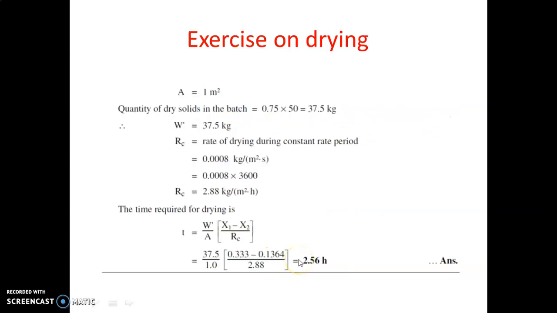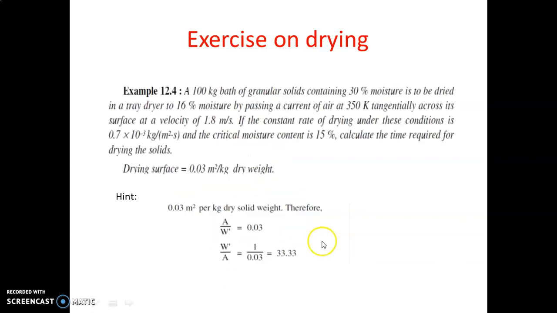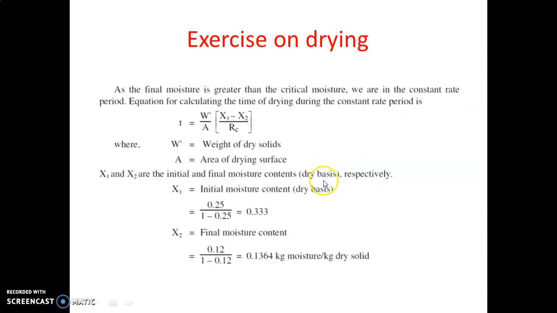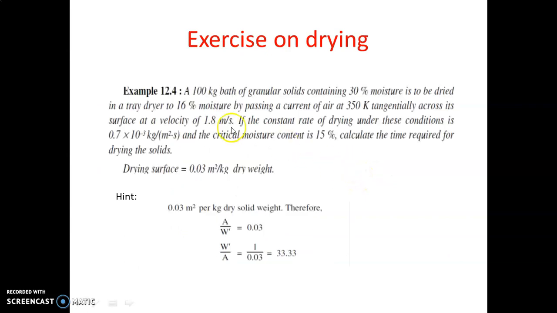So instead of W dash divided by A in the formula, you have to use this value, 33.33, directly and then use the same formula. Here also the critical moisture content is 5%, so you have to use the first formula. In this way you can calculate the value of T for this problem. So solve this example in your notebook. Thank you.